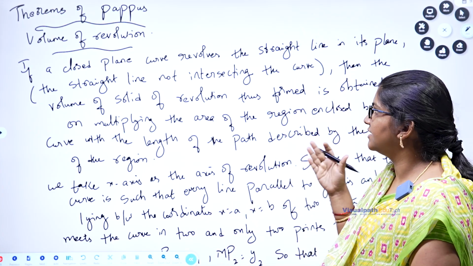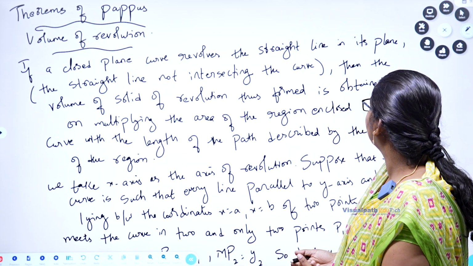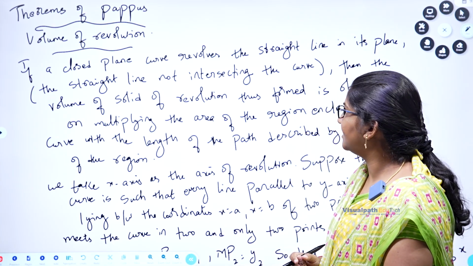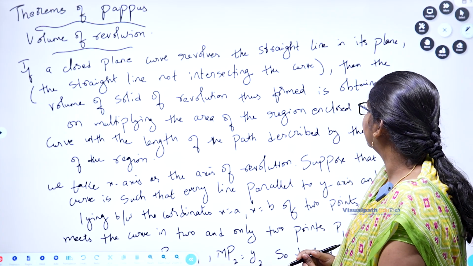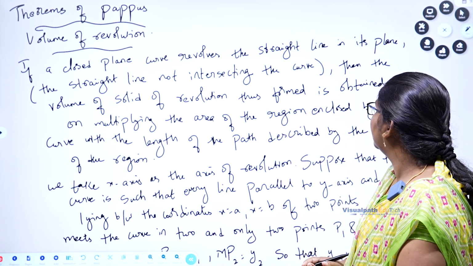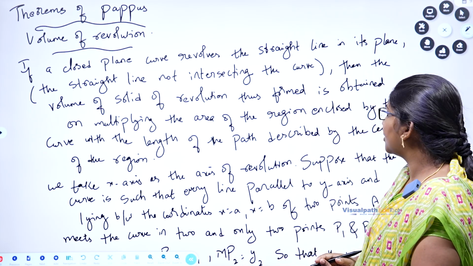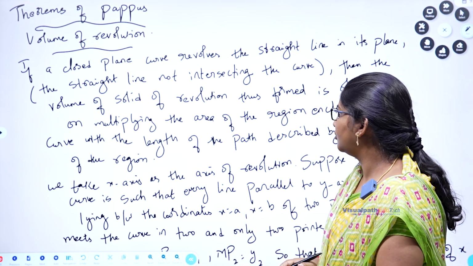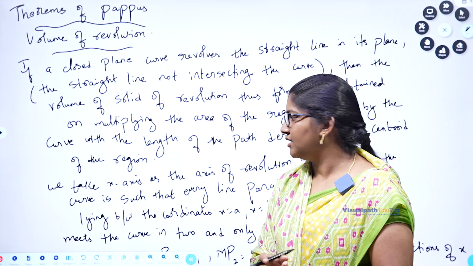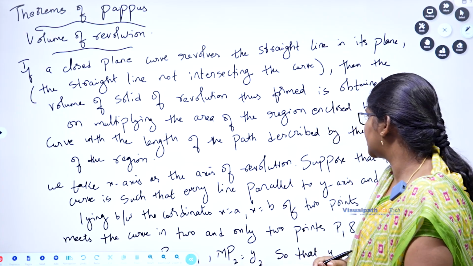If a closed plane curve revolves about a straight line in its plane, that is, in brackets, a straight line not intersecting the curve, then the volume of the solid of revolution thus formed is obtained by multiplying the area of the region enclosed by the curve with the length of the path described by the centroid of the region. We take the x-axis as the axis of revolution.